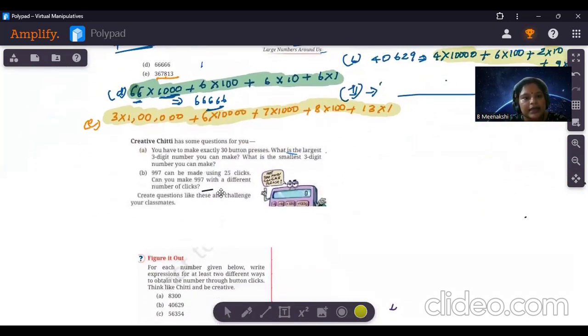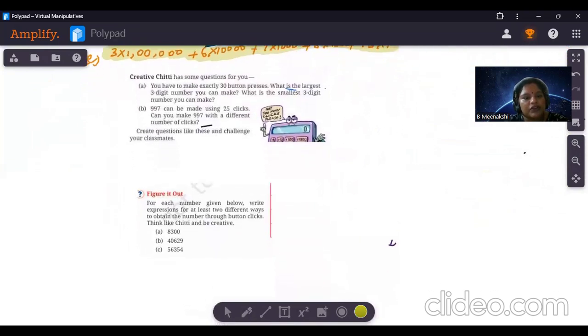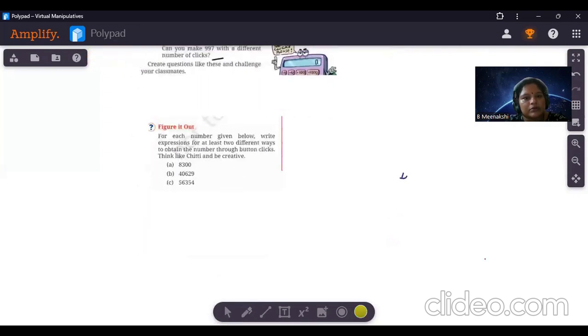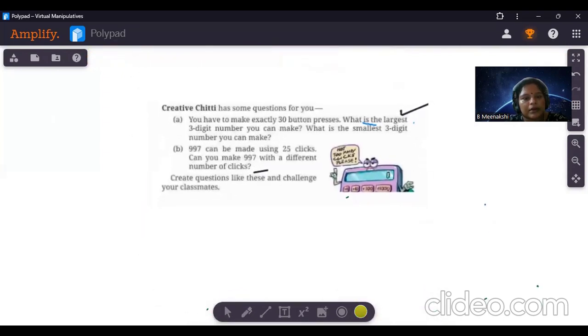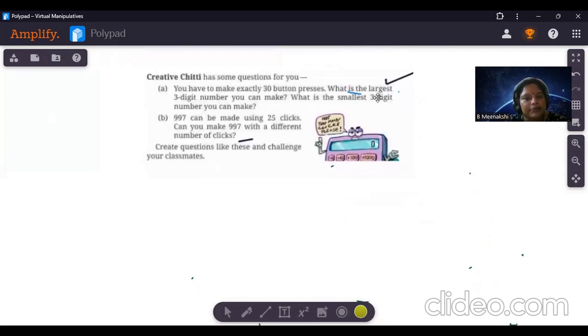Next is Creative Chitti has some questions for you. So what are the questions? You can see down. You have to make exactly 30 button presses. What is the largest three-digit number you can make, and what is the smallest three-digit number you can make?